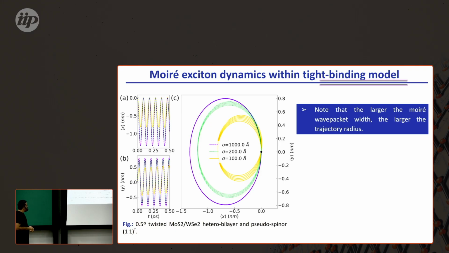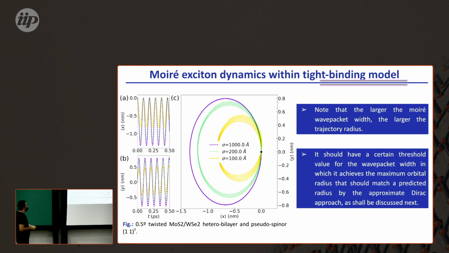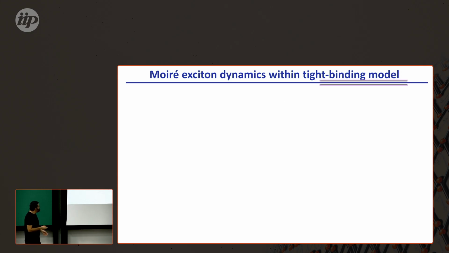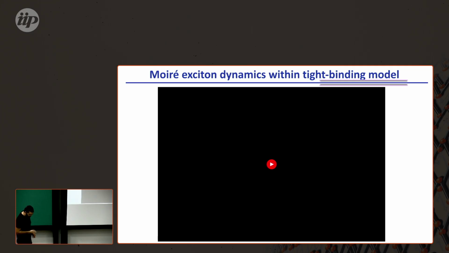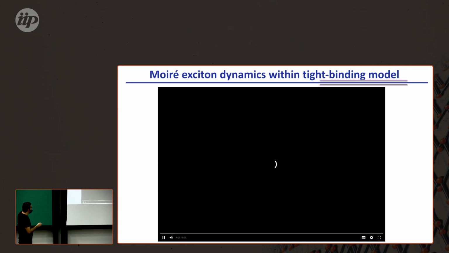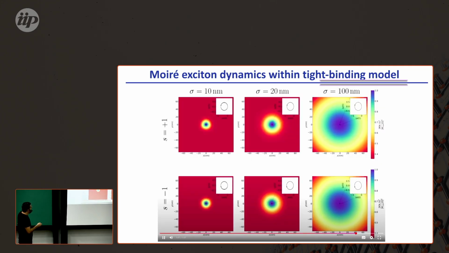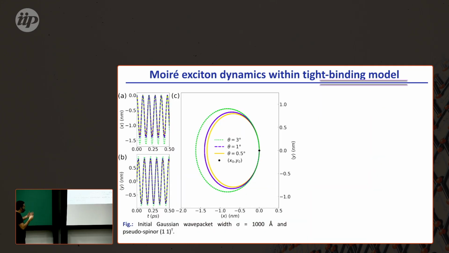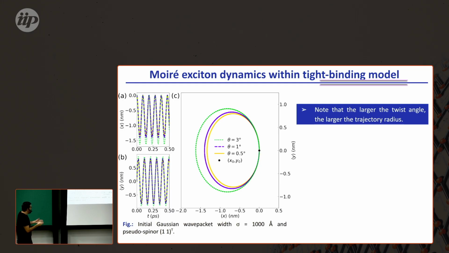And we realized, okay, maybe there should be some threshold for that. And I am going to show in a few slides, using a Heisenberg equation of motion. And if you change other system parameters like the twist angle, you also get those orbits. And when you increase the twist angle, we also see a larger trajectory radius, elliptical shape.